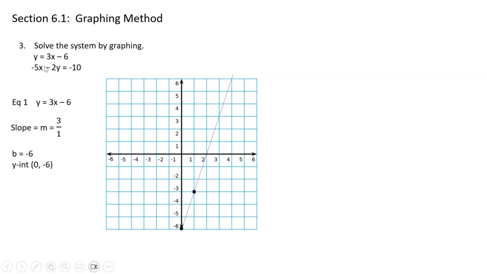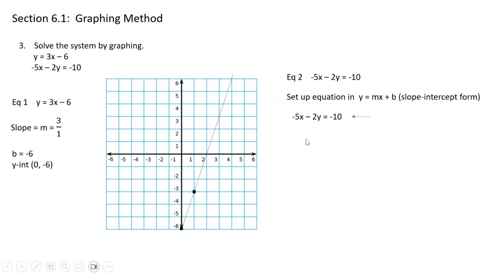Now, we do the same thing for number 2. Equation 2 is not in proper form, it's not in the y equals mx plus b form, so we have to rewrite it. We're going to add 5x to both sides because we're solving for y. It's going to give us -2y equals 5x minus 10. Then we divide every term by -2. The result will be y equals -5/2 x plus 5.